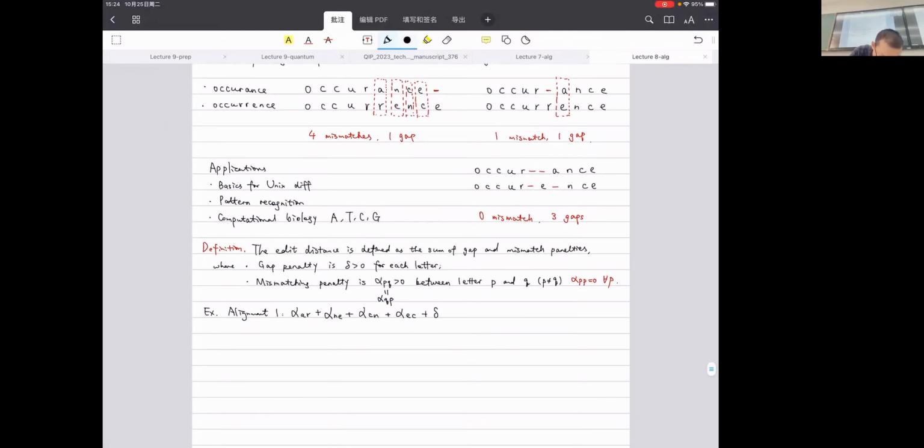Similarly, we can think about alignment 2. For alignment 2 it is quite clear that we only have one mismatch and one gap. The mismatch is alpha AE, and the gap is delta. And also for alignment 3, we have 3 delta. Okay, so any questions about this definition of penalties?